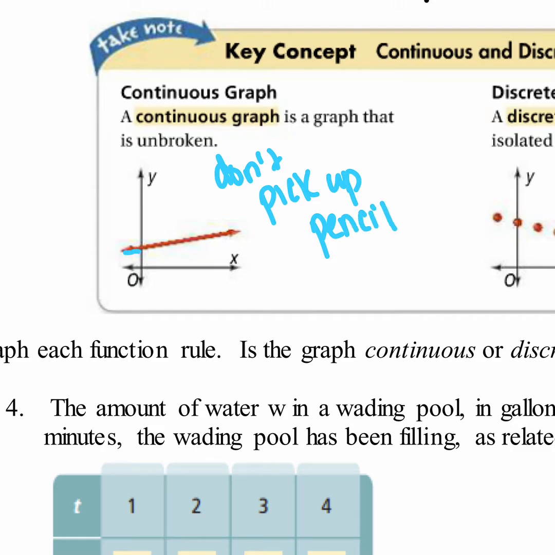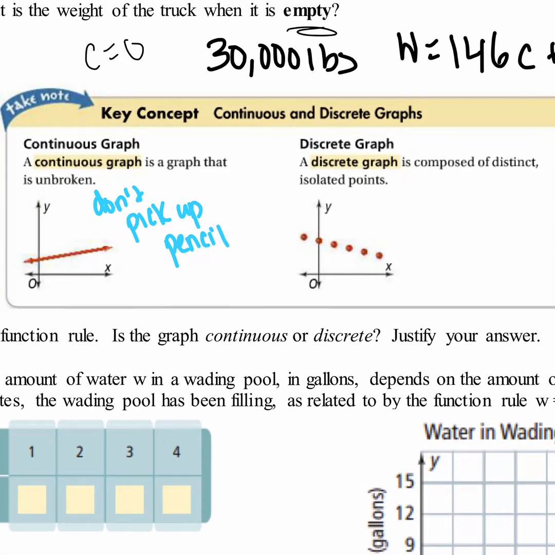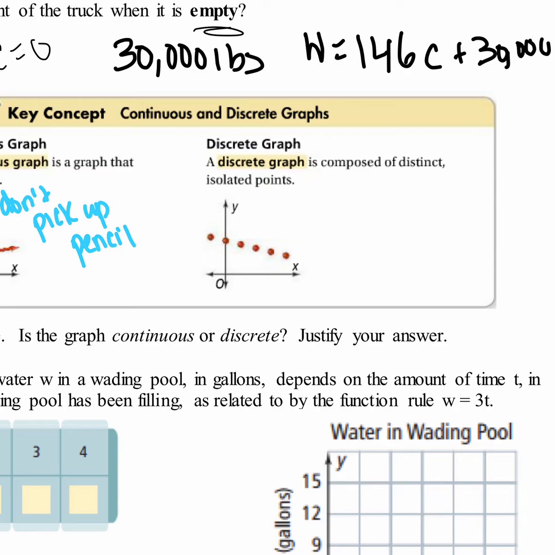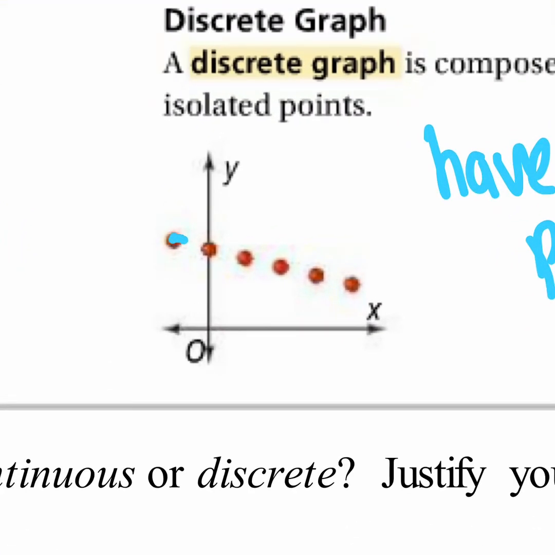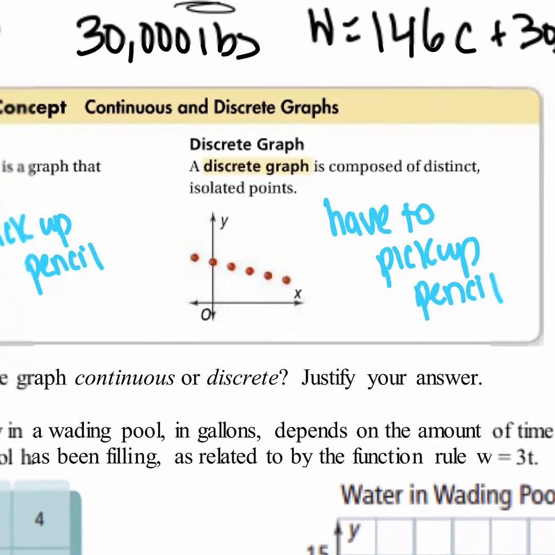So if you're following this line, you can follow the entire line without picking up your pencil after you place it. Discrete, however, you have to pick up the pencil to get to the next value, right? So for example, if I'm starting here, I can't just continue to go, right? They're not connected. So instead, I have to pick up my pencil. Okay, so it says a discrete graph is composed of distinct isolated points.